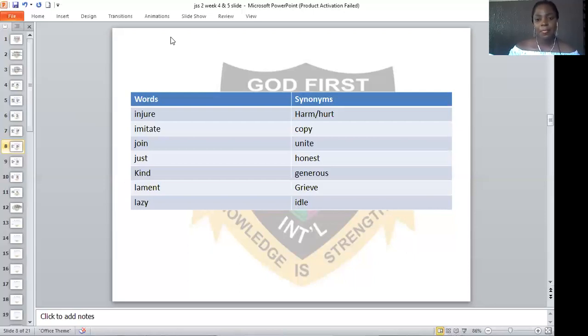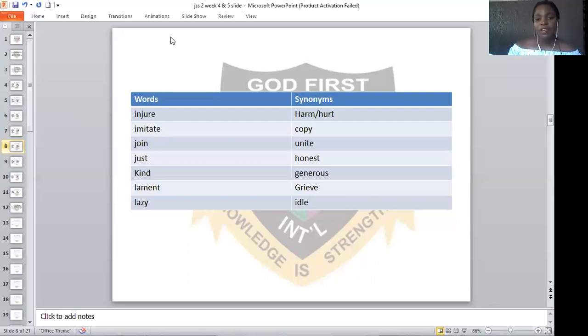Join. I want to join a new club in school. Or she was joined by a friend. The synonym for join in this context is unite.